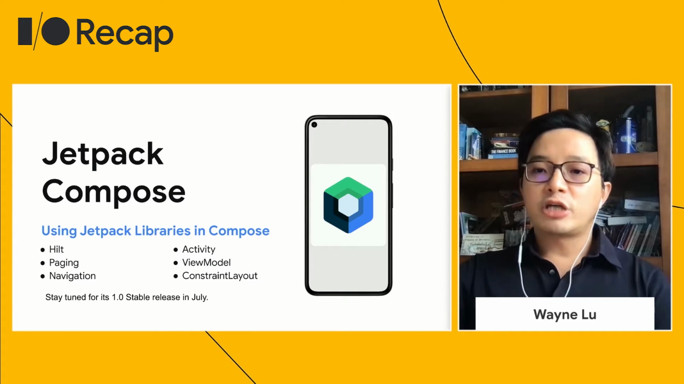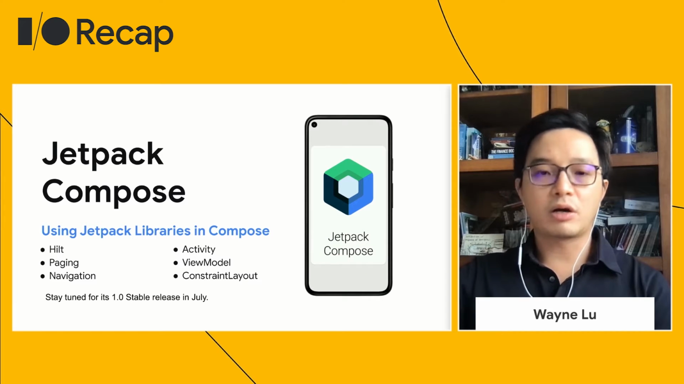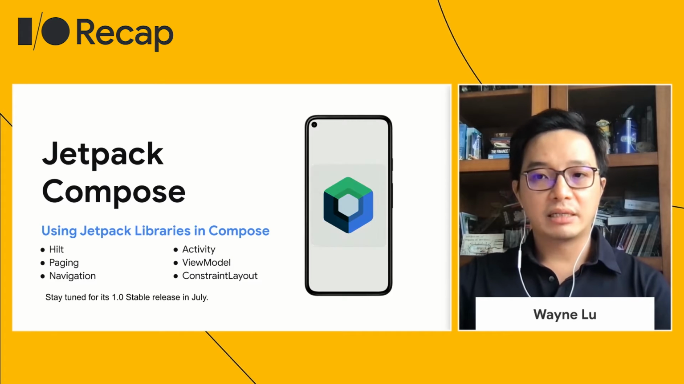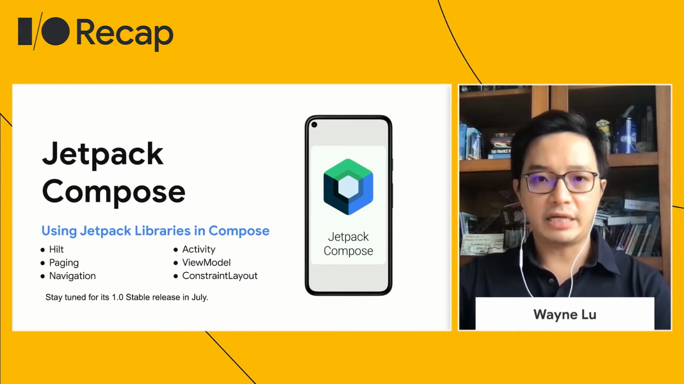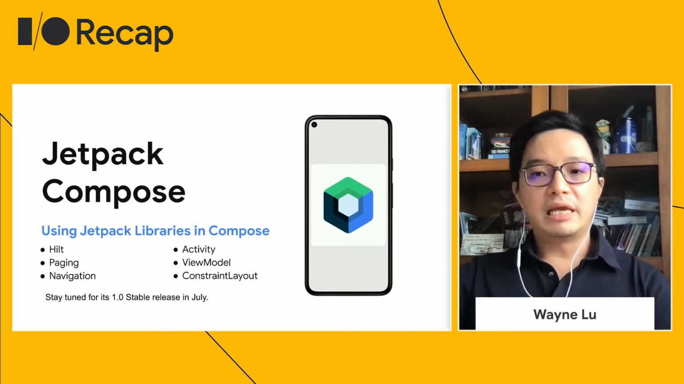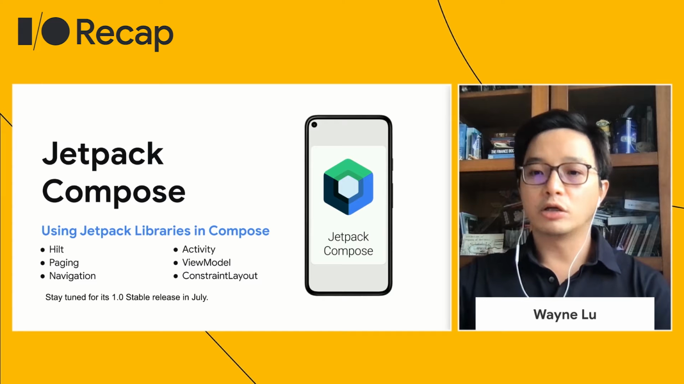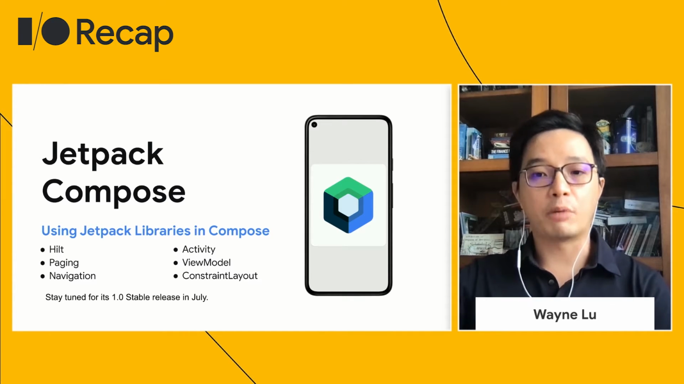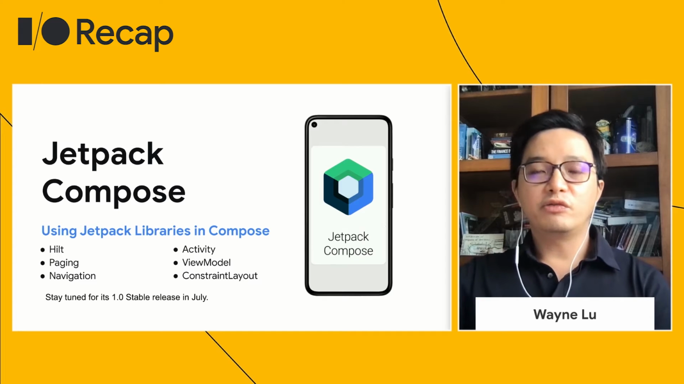And lastly, Jetpack has this new UI toolkit called Compose. This is currently in beta. Compose allows you to describe your UI for a given state and easily update it when the state changes. The latest versions of popular Jetpack libraries, including navigation, constraint layout, and many more, are fully compatible and integrated with Compose. Please stay tuned for its 1.0 stable release in July.